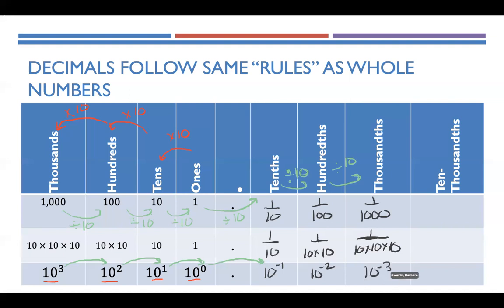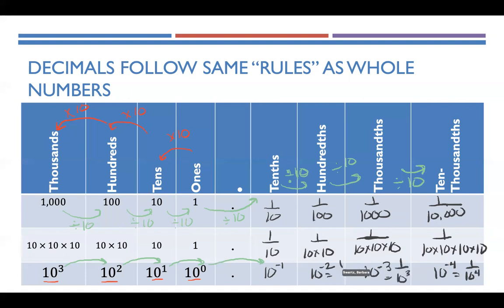Keep dividing by 10 again. As we move to the right, divide by 10, right? Put another power of 10 in the denominator, and we get 1/10,000, or 10 times 10 times 10 times 10, right? 10 to the 4th power, but in the denominator, which is 10 to the -4th. Or you can even think about it as 1/10 to the 4th, 1/10 to the 3rd, 1/10 squared, 1/10 to the 1st power.